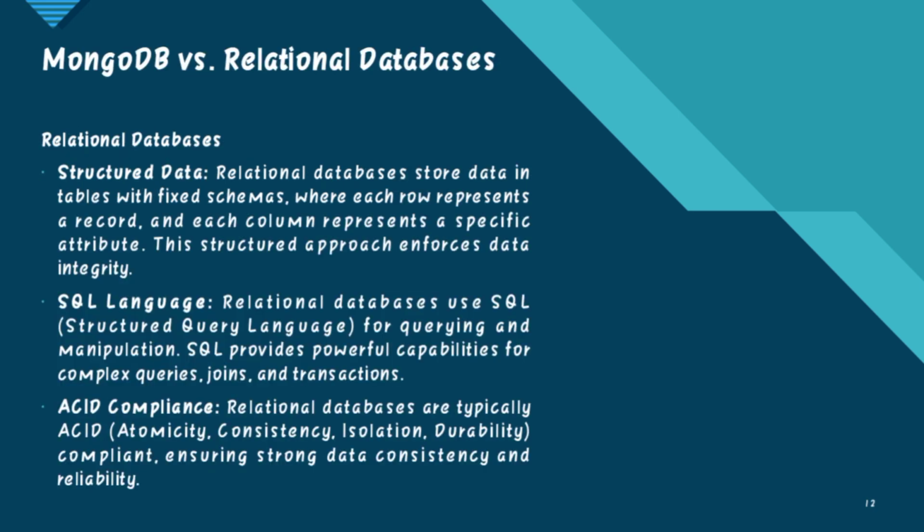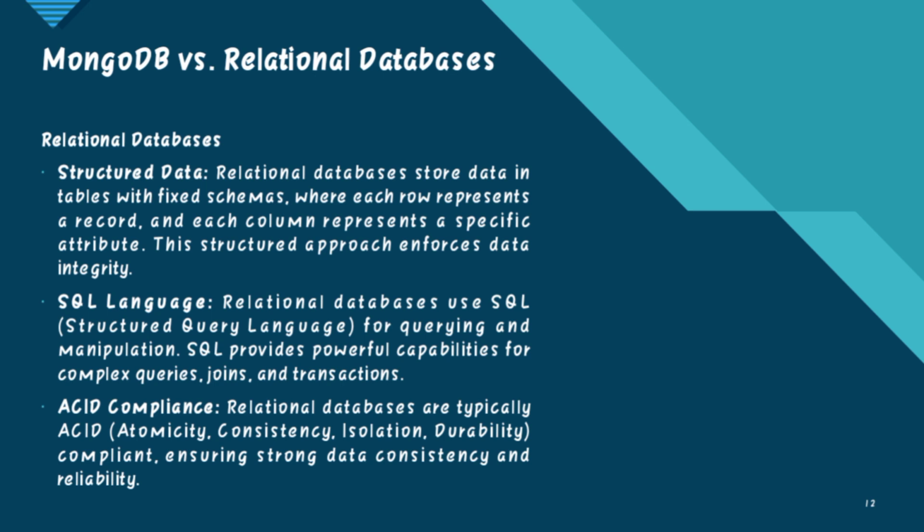Now relational databases. Structured data. Relational databases store data in tables with fixed schemas where each row represents a record and each column represents a specific attribute. This structured approach enforces data integrity. SQL language. Relational databases use SQL for querying and manipulation.